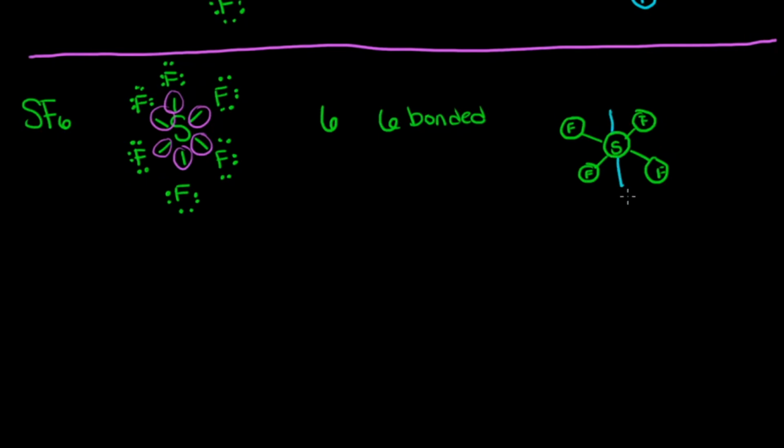1, 2. Now, it doesn't matter whether you're talking axial or equatorial here, you guys. This is a symmetrical molecule. So our bond angle is 90 degrees everywhere. And this shape is called octahedral.